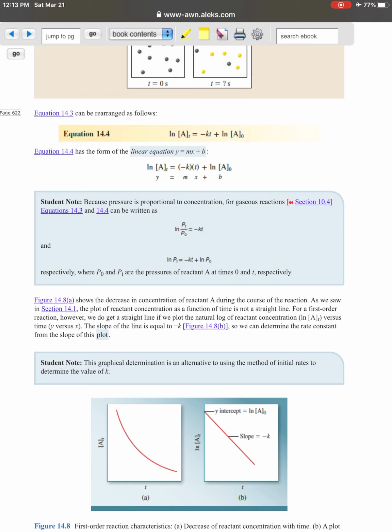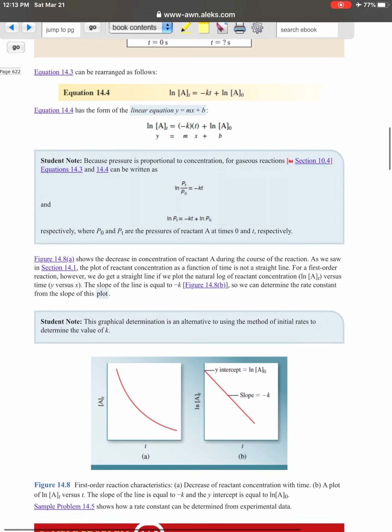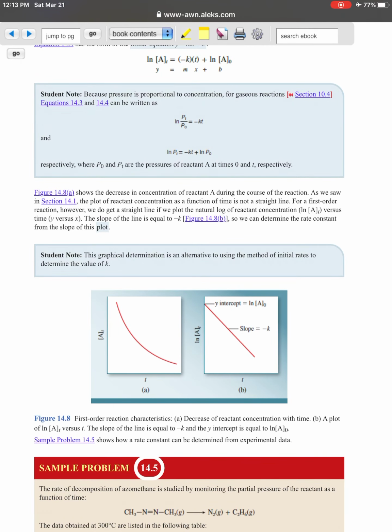Student note: because pressure is proportional to concentration for gaseous reactions, equations 14.3 and 14.4 can be written as ln(Pt/P0) = -kt. So there they're just substituting pressures for concentrations. And ln Pt = -kt + ln P0, again substituting pressures for concentrations, respectively, where P0 and Pt are the pressures of the reactant A at time 0 and time t, respectively.